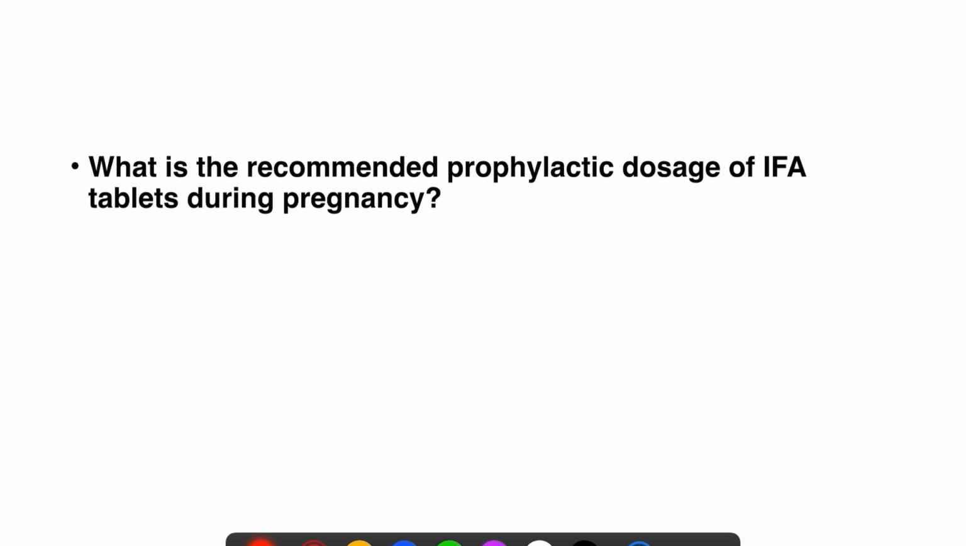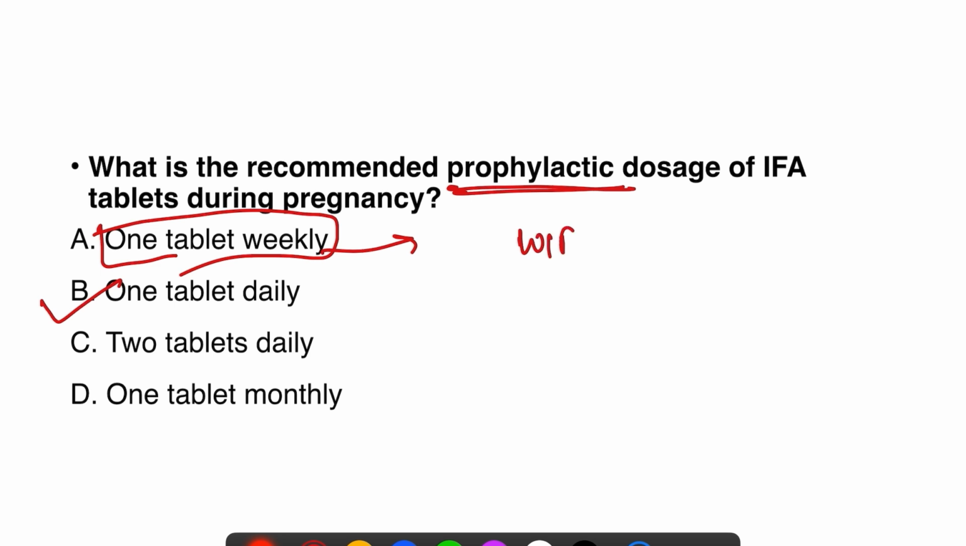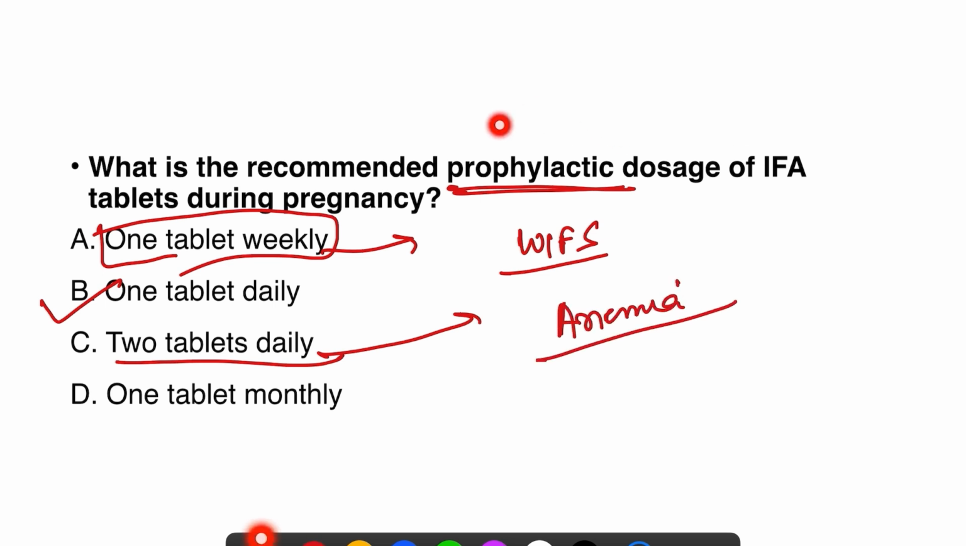What is the recommended prophylactic dose of IFA tablets during pregnancy? And these are the different options. Here the correct answer is 1 tablet daily, that is option B. 1 weekly tablet is given in the case of adolescent under the WIFS program, and 2 tablets are given if the female is anemic. Here the question is asking about the prophylactic dose. So here the answer is 1 tablet daily.